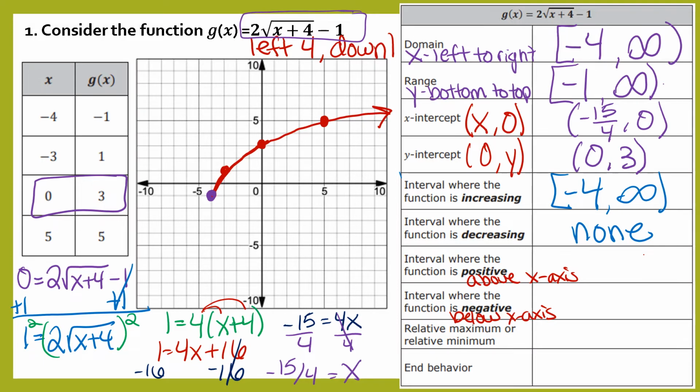So for your positive interval, we want anything above the x-axis. We start being above when it crosses the x-axis. So at that x-intercept, everything after that is where my graph is above. Right, so we start at negative 15 over 4. This little chunk right here, that's what's below.